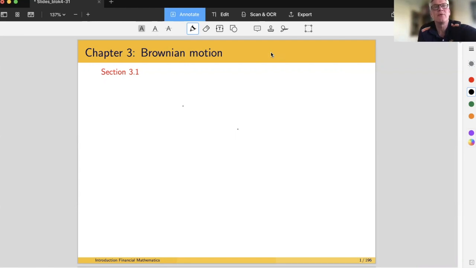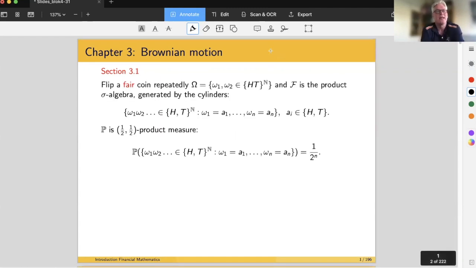So let's start with the simple random walk in this section 3.1. The basic random walk that we know is flipping a fair coin repeatedly, and we have seen that before in chapter 2. In this case, big omega is the set of all coin flips, omega 1, omega 2, etc. They can all be head or tail. And the standard sigma algebra, which one takes with omega, is the smallest sigma algebra containing the so-called cylinder sets. We call it the product sigma algebra, generated by the cylinders.